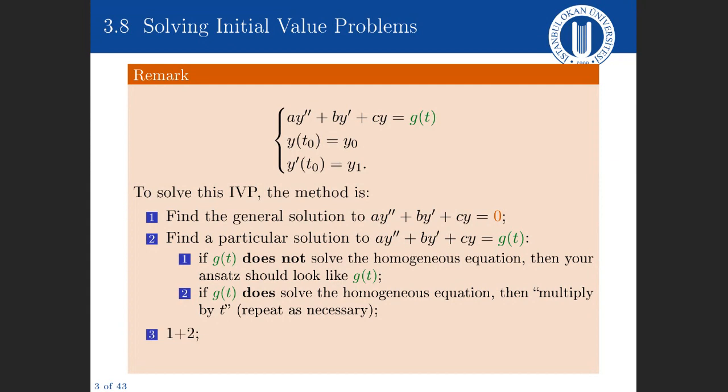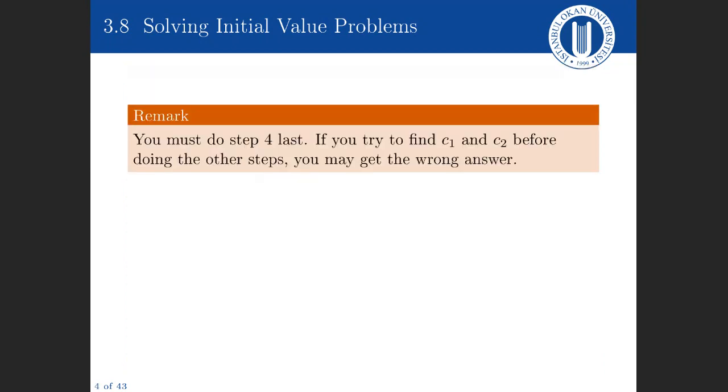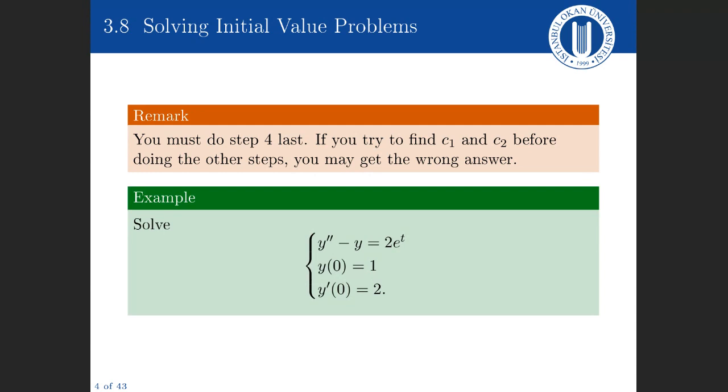Step three, we're going to take these two functions that we found and add them together. And then finally, in step four, we're going to find our constants c1 and c2 to satisfy the initial conditions. Now, it's important that we do step four last. If we try to find the constants c1 and c2 too early in our calculation, then we might get the wrong answer. I'm going to show you that using this relatively simple example.